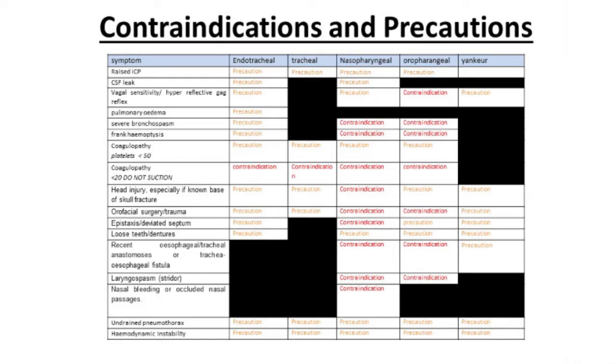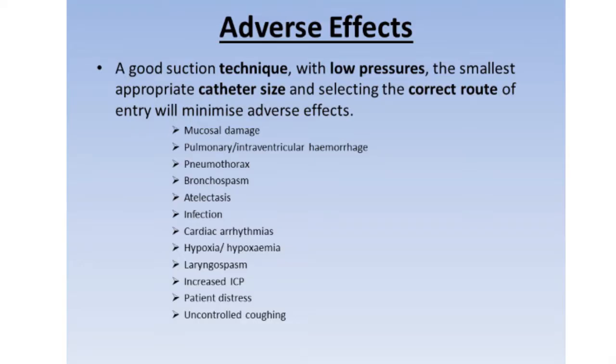On this slide, you'll see a list of contraindications and precautions for all the different methods of suction, but it's important to say that when indicated, there's no absolute contraindication, because the decision to abstain from suction in order to avoid a possible adverse reaction may in fact be lethal. Some of the adverse effects: a good suction technique with low pressures, the smallest appropriate catheter size and selecting the correct route of entry will minimise adverse effects.